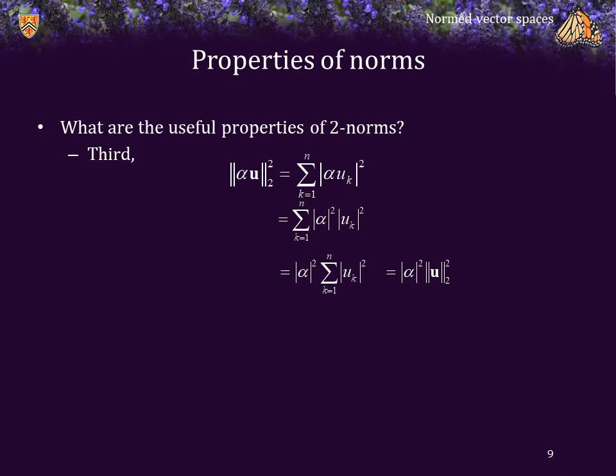All right, so we have that first term equaling the last term. As they are both positive, therefore the square root of the first term equals the square root of the last term, and the square root of the product of 2 positive numbers is the product of the square roots, and therefore the 2 norm of alpha times u is the absolute value of alpha times the 2 norm of u.